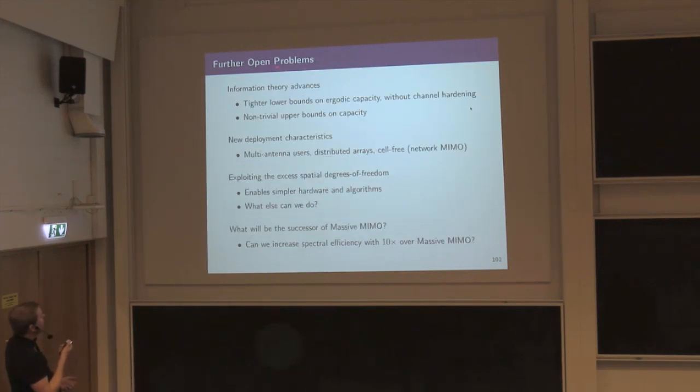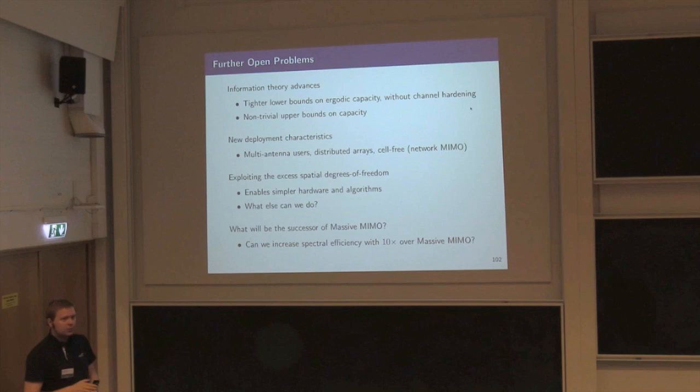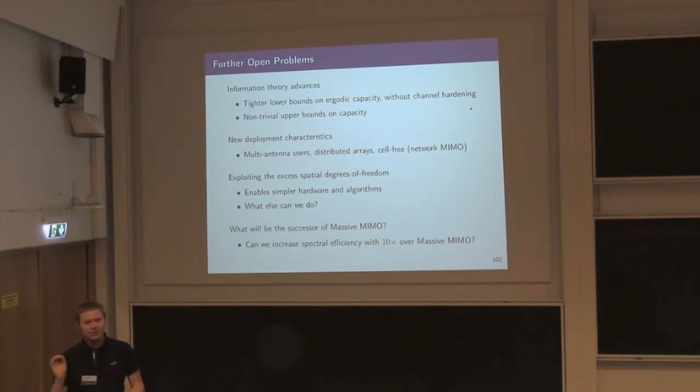And in terms of information theory, if you're into that, finding tighter bounds on the capacities, for example, without relying on channel hardening, could be very important and interesting. And to find some kind of non-trivial upper bound. You can always neglect a lot of things and get a huge value for an upper bound, but something that says a reasonable upper bound on the performance as well would be of interest. New deployment characteristics like having multiple antenna users, which we definitely will have in practice. You already have 2 receive antennas in your phone, so there is no reason not to use those ones in the real system.